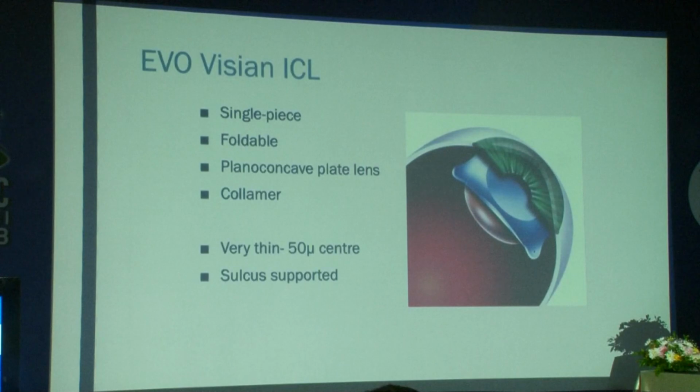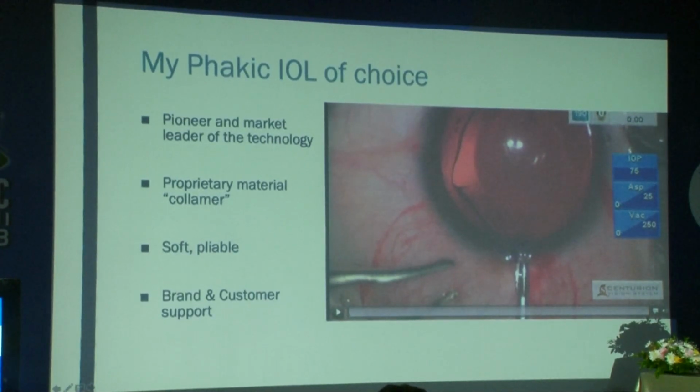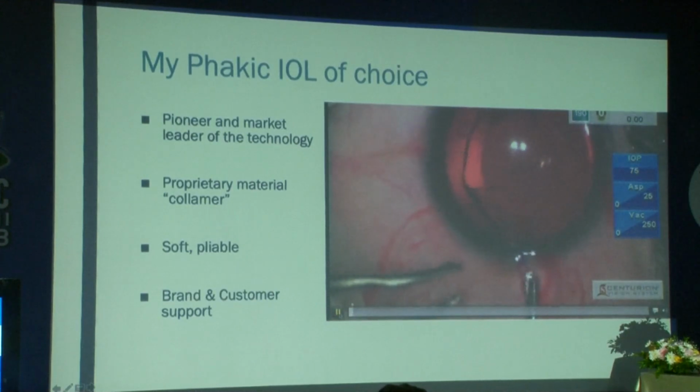So the advantages are that it's closer to the nodal point of the eye. It has better cosmesis. It's far away from the cornea, so the endothelial cell loss is much lesser as compared to the other lenses. This would be my lens of preference wherever I have to choose a phakic IOL implant, because they've been the pioneers and the market leaders of phakic intraocular lenses. Their material of the lens is patented, and it's a very soft, pliable lens.